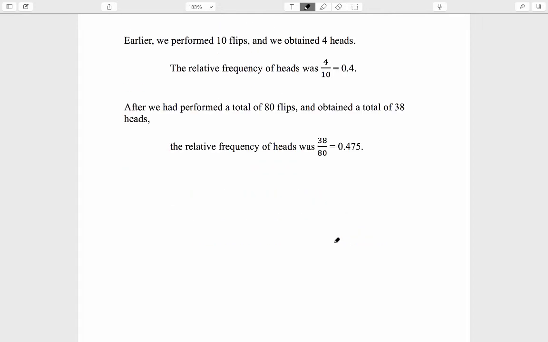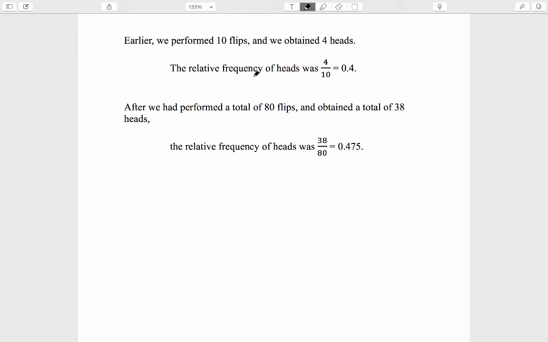Earlier, when we performed our first 10 flips of the coin, we obtained 4 heads. As of that moment, the relative frequency of heads was 4 out of 10. 4/10 of our flips had resulted in heads. That's a 0.4 relative frequency.